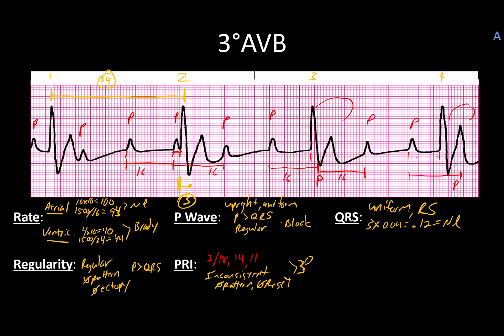Oh, I guess there was one more PRI I didn't get done. That was this very first one over here on the left, across here, and that one's 6. So 6, 2, 14, 11, definitely crazy. I'm going to go ahead and not count that 18. Just shows you how far those things can be off and why that helps demonstrate this is truly third degree heart block. Just like that.